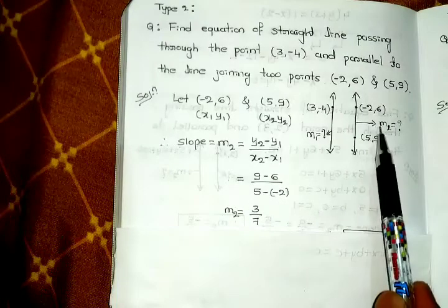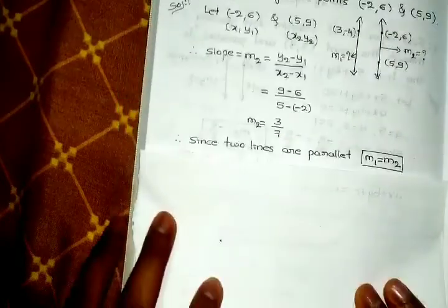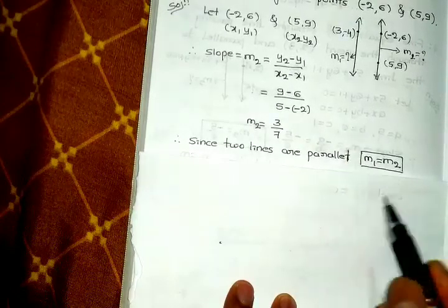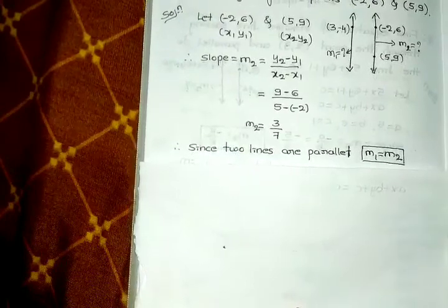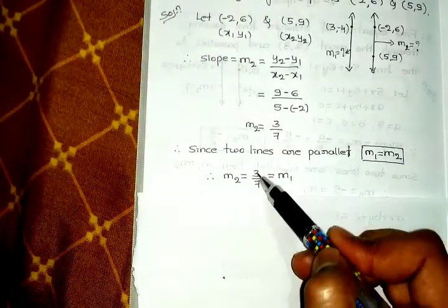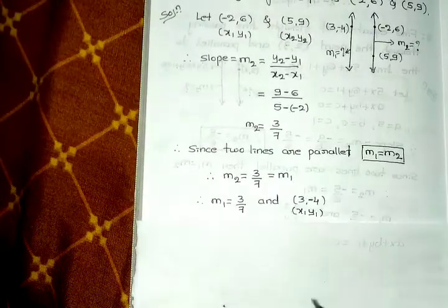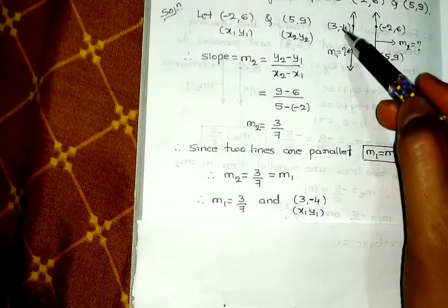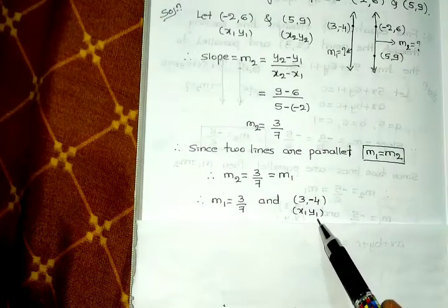So you got which value? M2. Now you need which value here? M1. So write the condition. What is the condition? Since two lines are parallel, M1 is equal to M2. Therefore you know M2 value, you got 3 by 7, that is the value of M1. Therefore M1 is equal to 3 by 7 and the point given is 3, minus 4, consider as x1 y1.